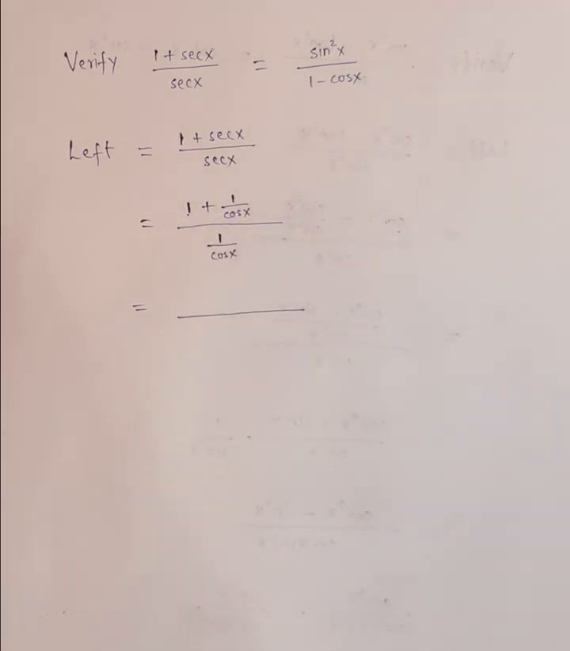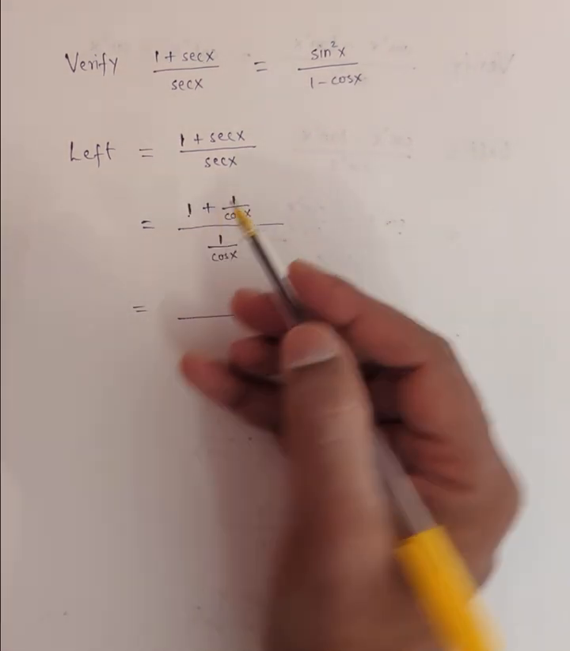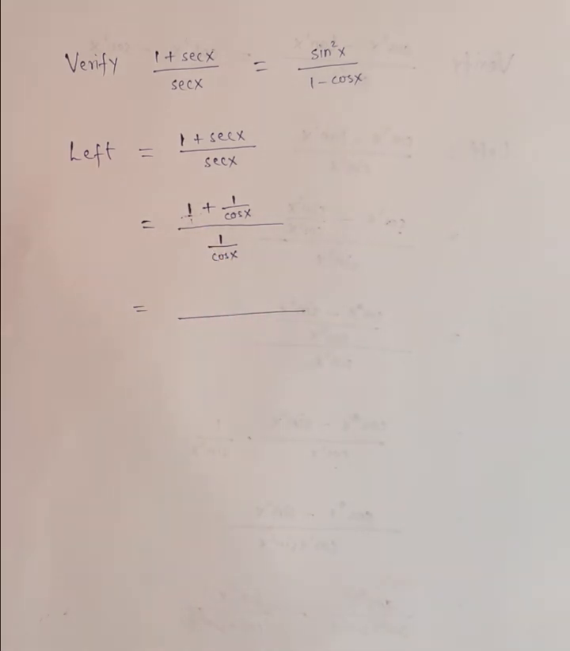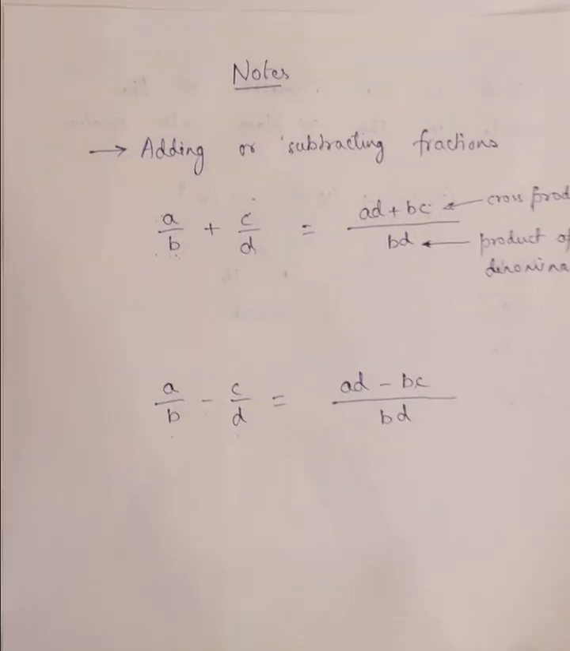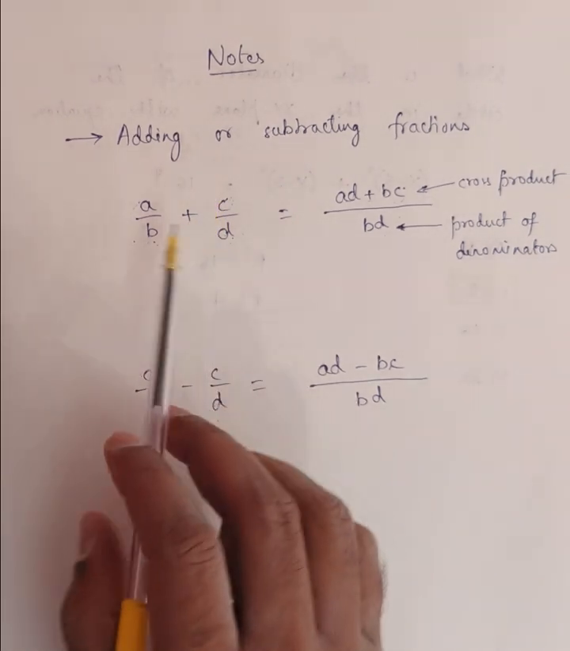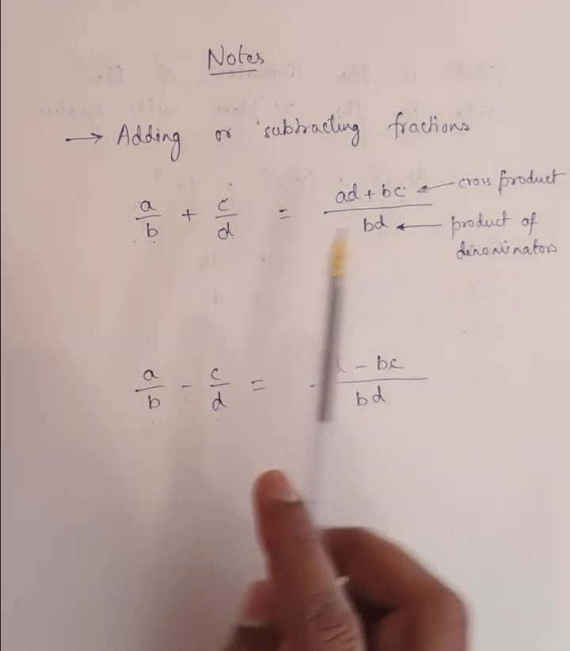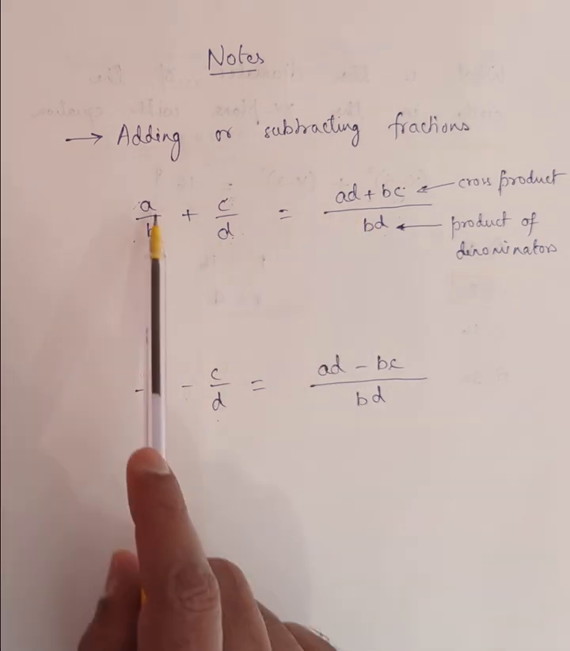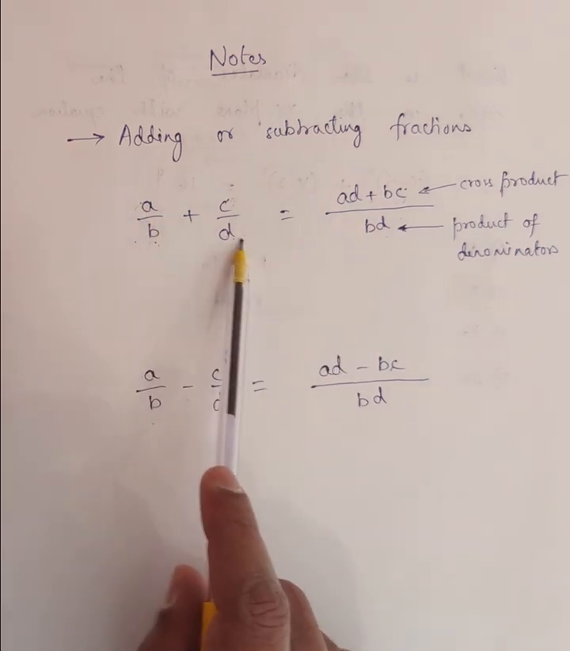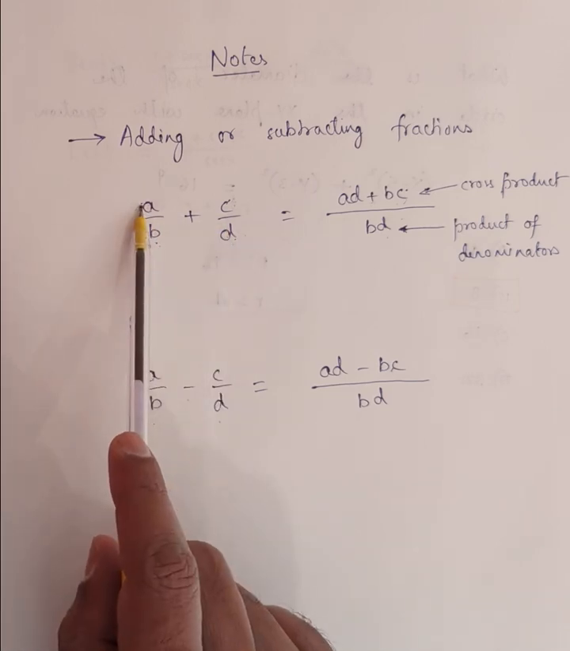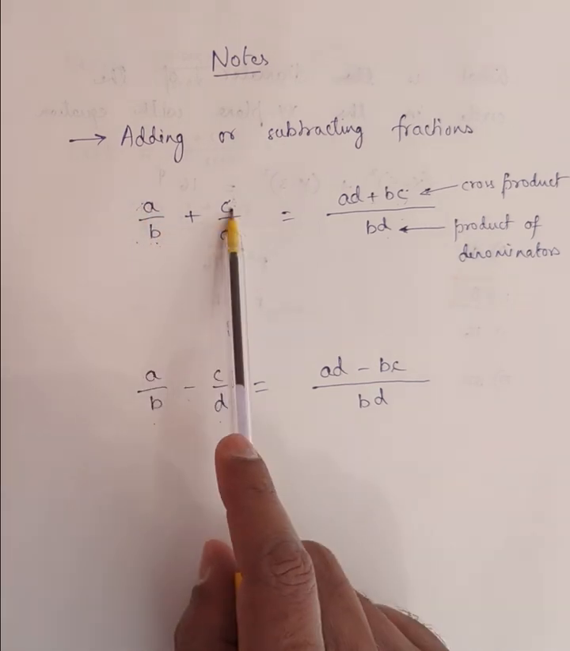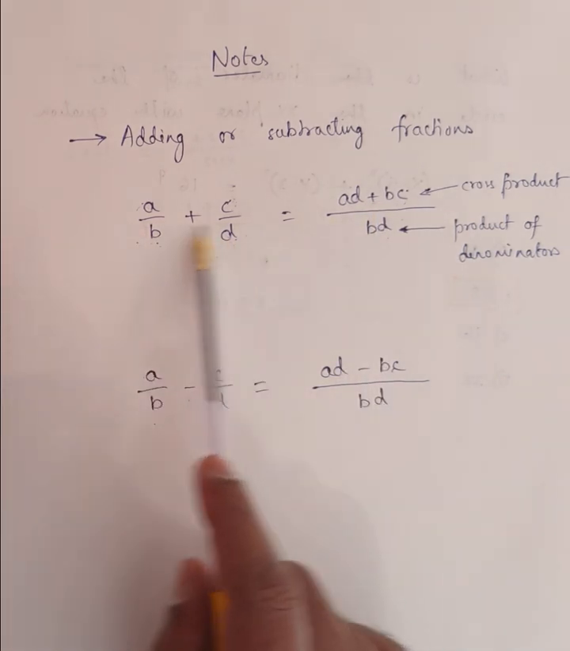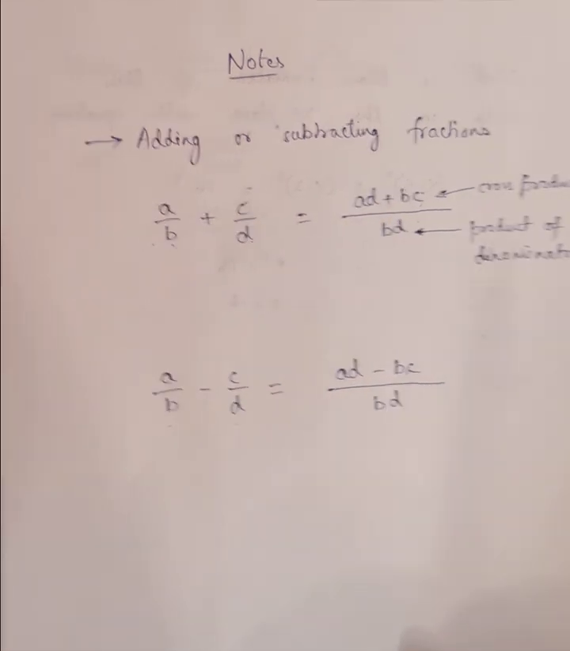Now notice I have to add 1 plus this fraction. How do I add two fractions? Well, 1 is not a fraction, but I can always think of that as 1 over 1. And here is what I suggest. Adding or subtracting fractions is easy if you follow this process. To get the numerator, you simply cross multiply. So a over b plus c over d is AD plus BC. That's your numerator, and your denominator is the product of the denominators, b and d.